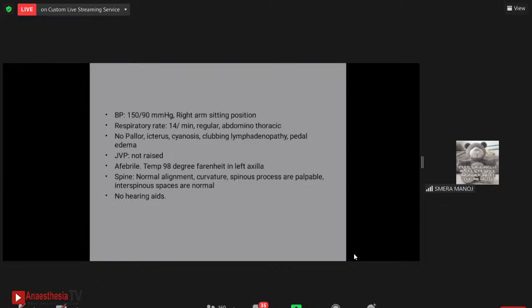Respiratory rate of 14 per minute, regular abdominal thoracic, no pallor, icterus, cyanosis, clubbing, lymphadenopathy or pedal edema. JVP was not raised. Patient is afebrile. The patient does not have any hearing aids, and on spine examination, there is normal alignment, curvature, spinous processes are palpable, and the interspinous spaces are normal.